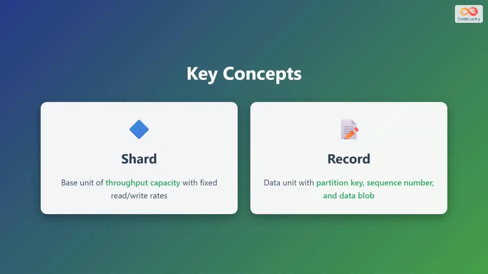Two fundamental concepts in Kinesis Data Streams are shards and records. A shard is the base unit of throughput capacity in a stream. Each shard has fixed read and write rates, specifically 1 megabyte per second for writes and 2 megabytes per second for reads. When you need more capacity, you simply add more shards to your stream. A record is the unit of data stored in Kinesis. Each record consists of 3 components: a partition key, which determines which shard the record goes to, a sequence number assigned by Kinesis to maintain order, and a data blob, which is your actual payload limited to 1 megabyte in size.